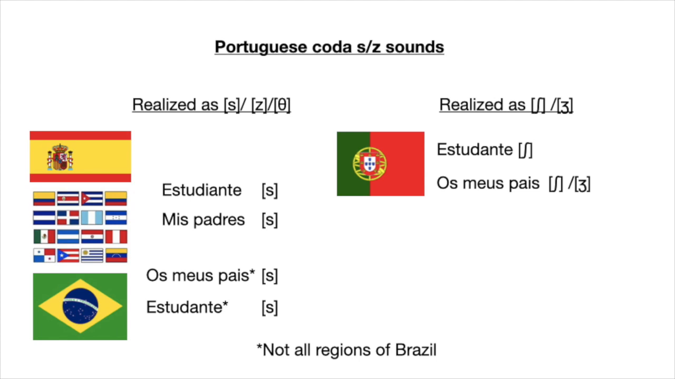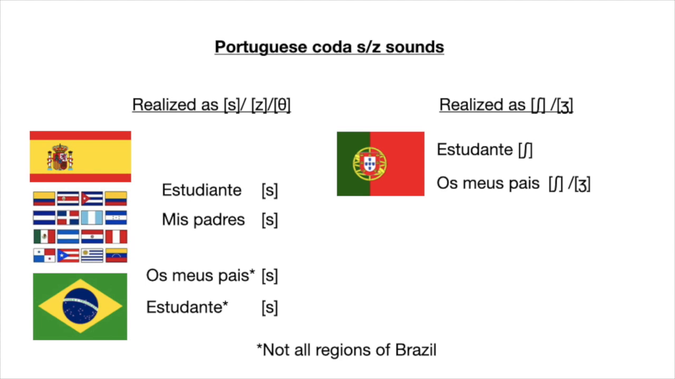It should be said, though, that Portuguese, particularly European Portuguese, does have an innovation which is not present in Spanish or in a lot of regions of Brazil, and that's that S sounds or Z sounds are pronounced as sh or j, depending on the consonant that follows them. For example, if I were to say the word student in Spanish, I would say estudiante. If I said it in Brazilian Portuguese, I would say estudante. And then if I said it in Portuguese from Portugal, I would say estudante.